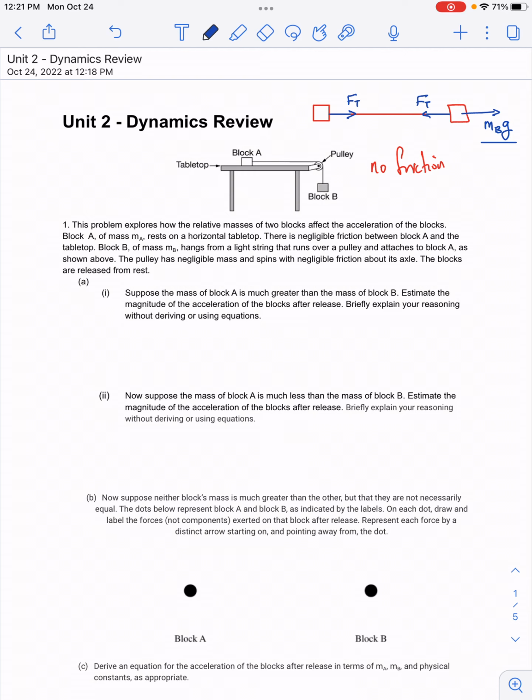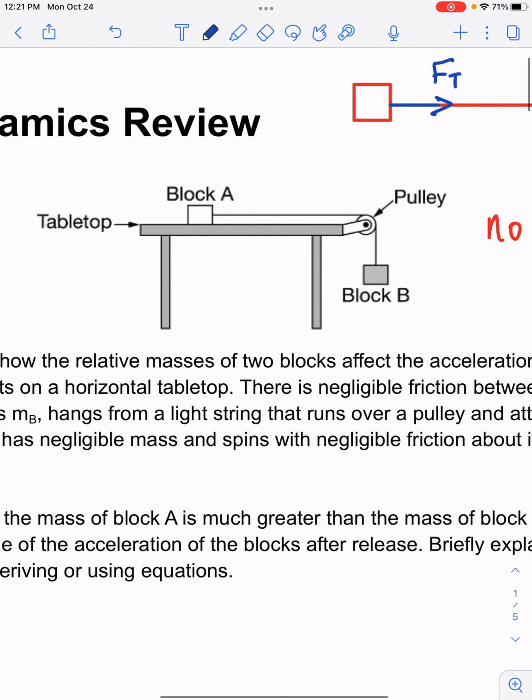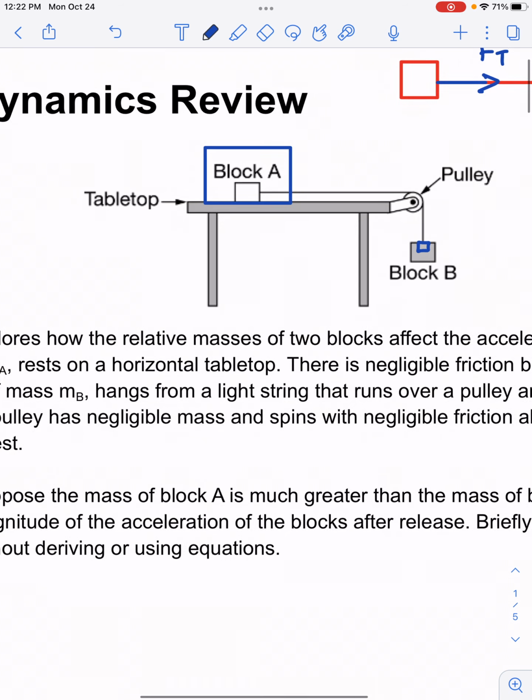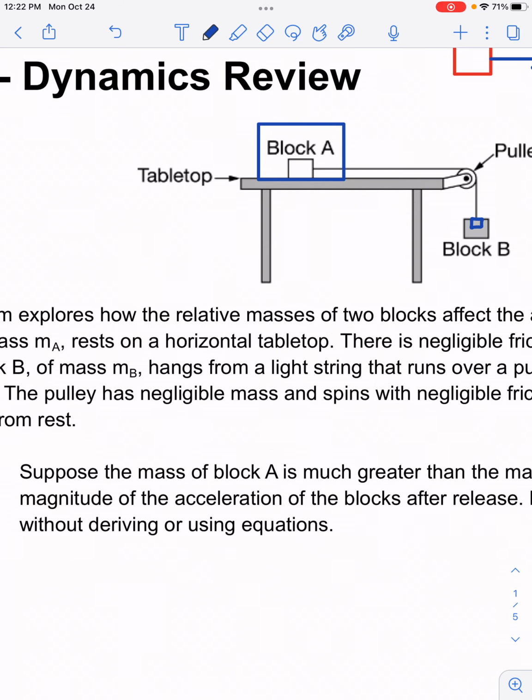So, suppose the mass of block A is much greater than the mass of block B. We're supposed to estimate the magnitude of acceleration of the blocks after we release them. We don't want to use equations or anything like that. Think of it this way: if block A was a very massive block, and block B was a very tiny block, it would exert a small force on block A. But since there's no friction, there is no resistance to motion, so it would still want to move. It would just move at a very slow rate.